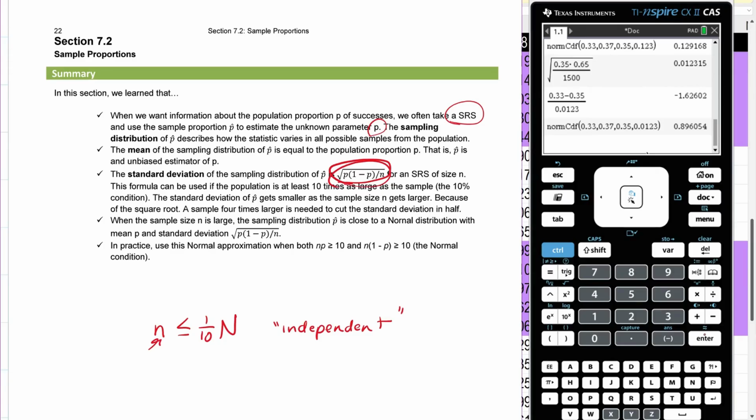Remember, larger sample sizes lead to smaller standard deviations, less variability in the distribution of our statistic. When the sample size is large, then the shape of the sampling distribution of P hat is approximately normal. How large is large enough? Large enough that n times P is greater than or equal to 10, and n times 1 minus P is greater than or equal to 10. And that concludes our notes from section 7.2.